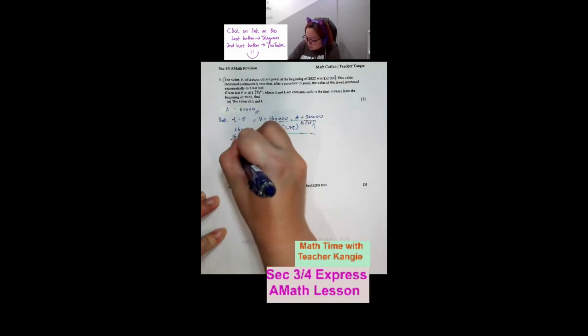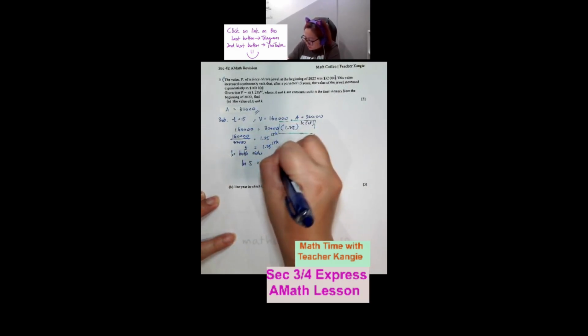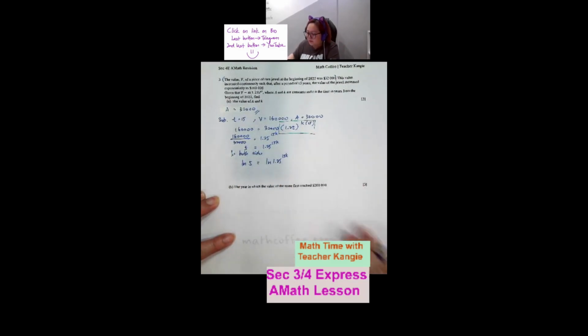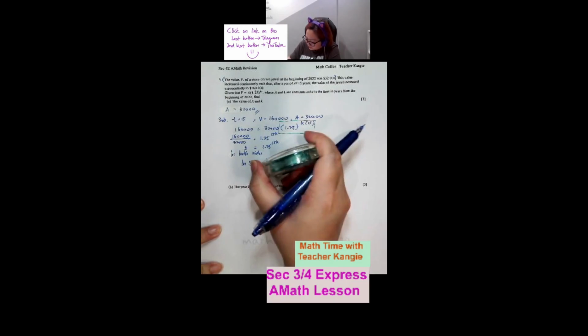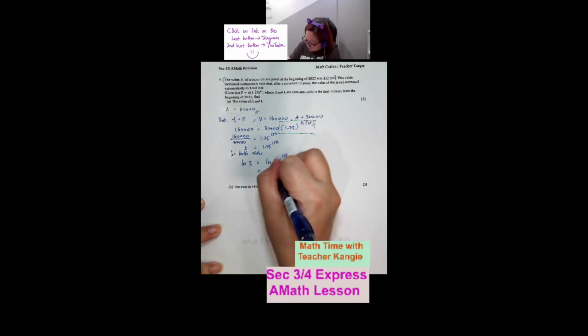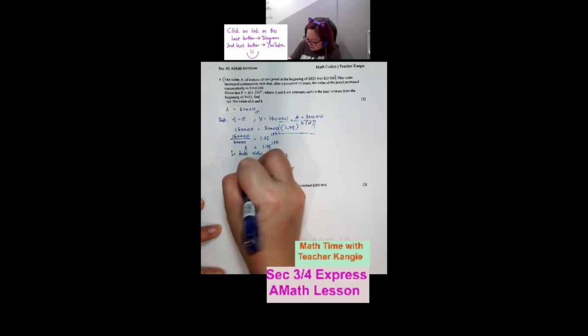So ln both sides. I will have ln 5 equals to ln of 1.25 to the power of 15K. Then we're going to make use of the logarithm law whereby the power can bring down, the power law. So now it becomes 15K ln 1.25 and ln 5.